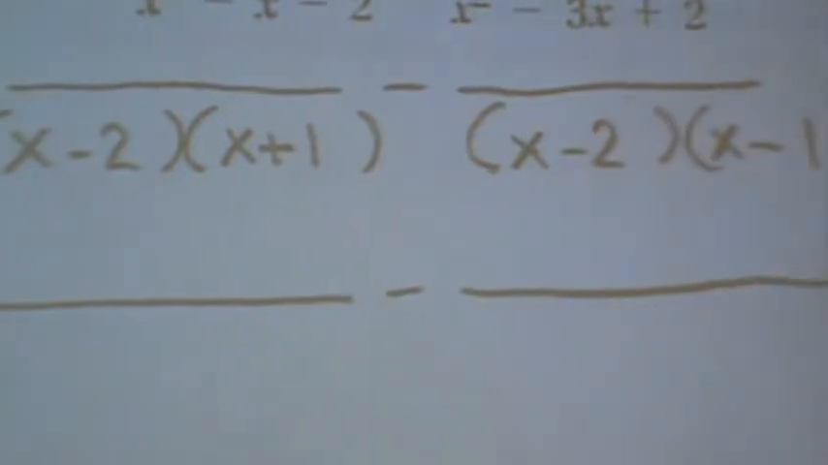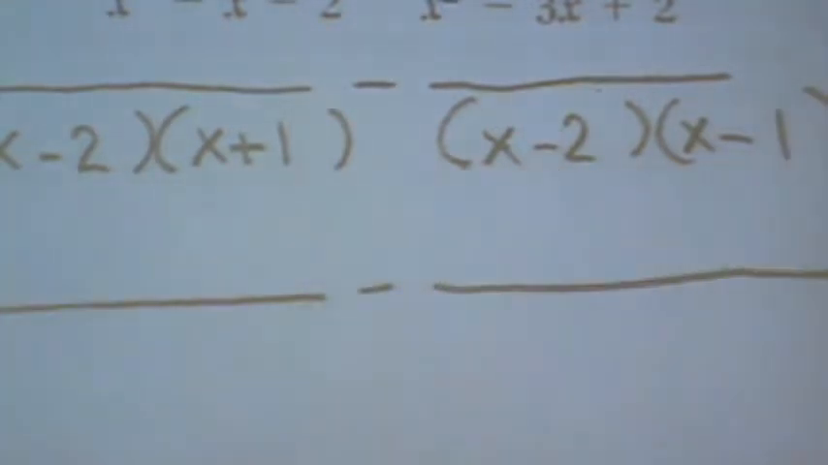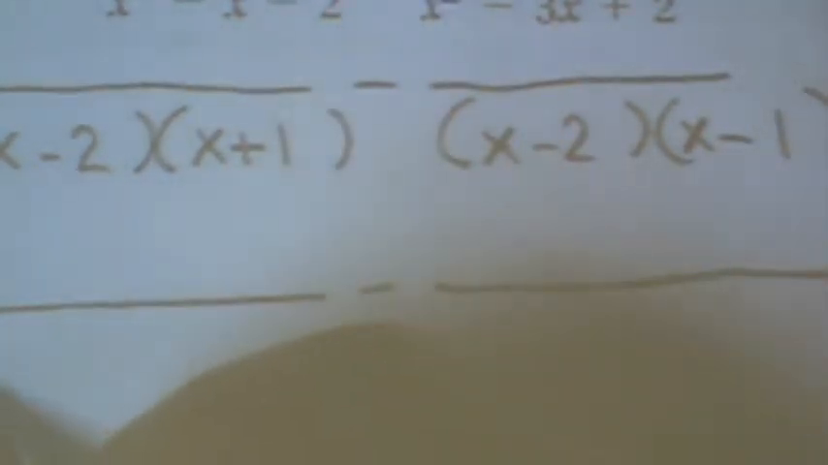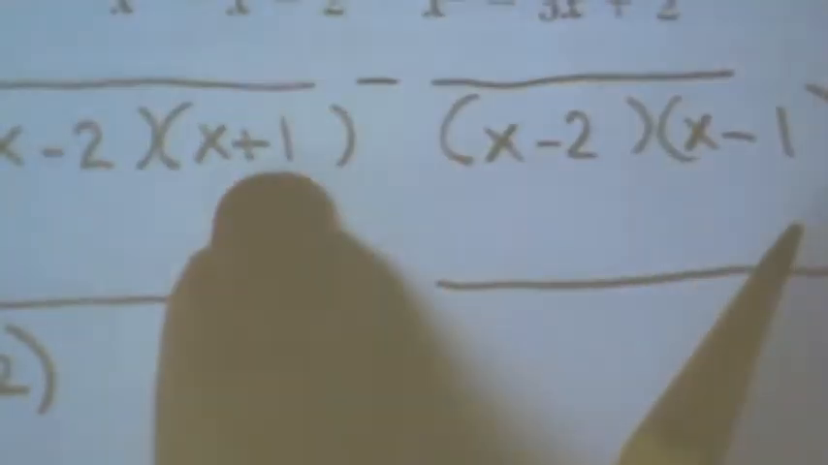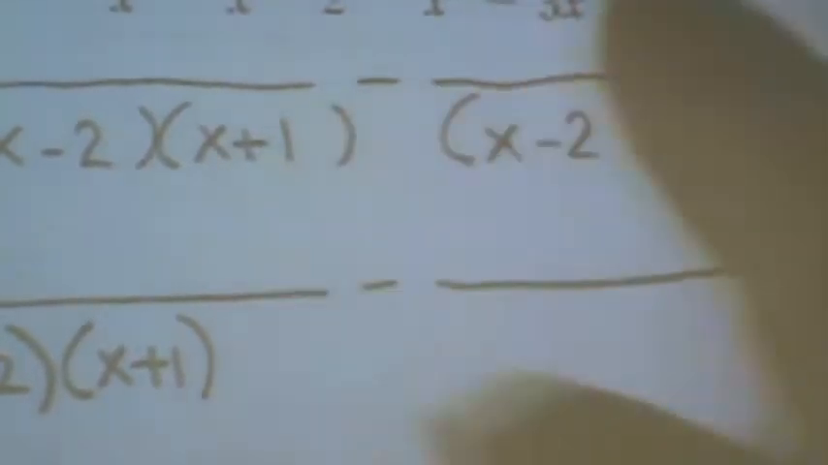Can you tell me what the common denominator is? What do we need? We need an x minus 2. What else do we need? X plus 1. One more thing. And an x minus 1.